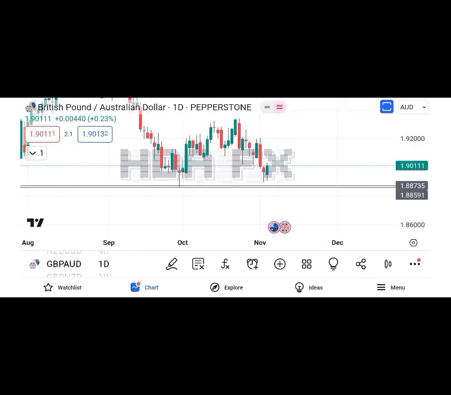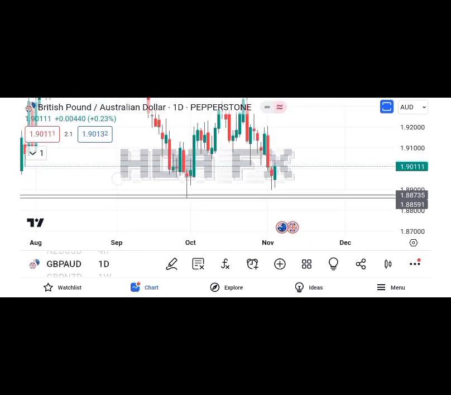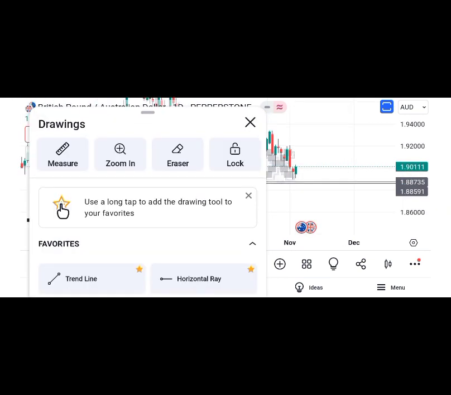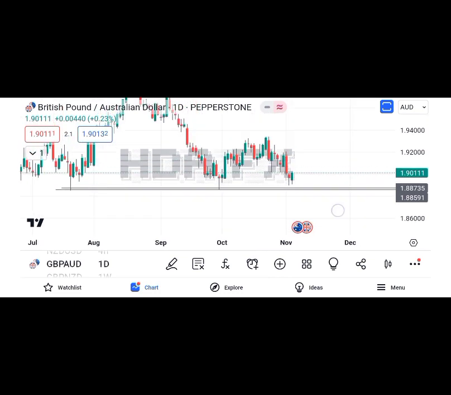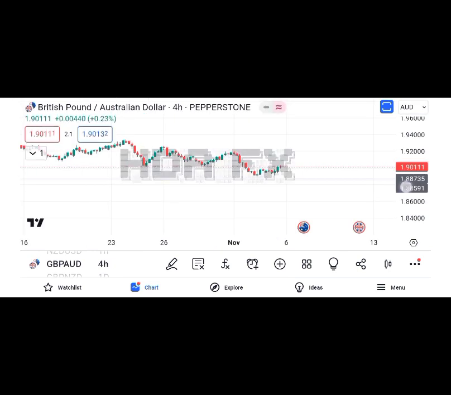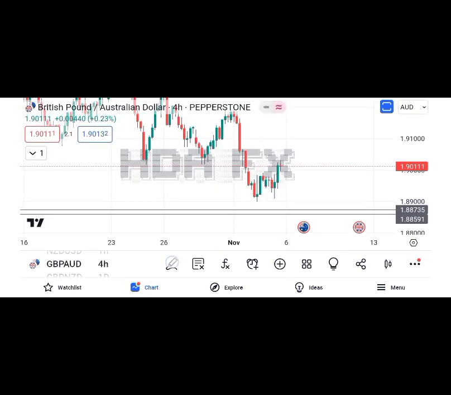Our next pair we'll be looking at is GBPAUD. On this pair, in the previous week, I was expecting price to get down to this level here, around 1.88736. I wanted to see price get down to that area, but price failed to do so. But let's move to the 4 hour time frame and see what we have there. Moving down to the 4 hour time frame, we have this key zone here.